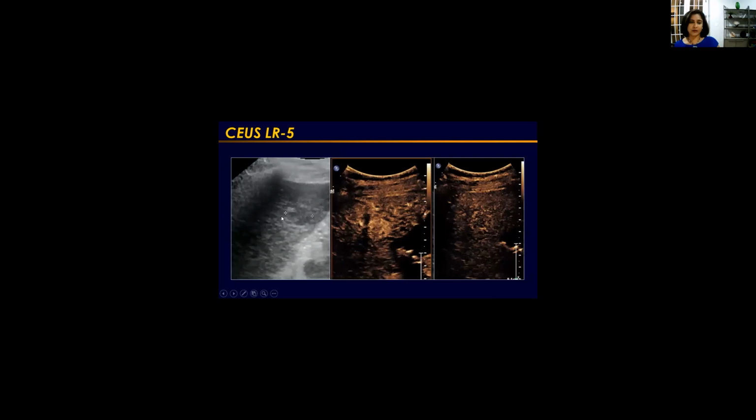This is a CUS LR5 lesion where we gave contrast and it shows intense arterial enhancement in less than 30 seconds. And typically the hepatomas show delayed washout after 60 seconds. And this happens to be a hepatoma. When we compare with metastasis or cholangiocarcinoma, they show immediate washout in less than 60 seconds.